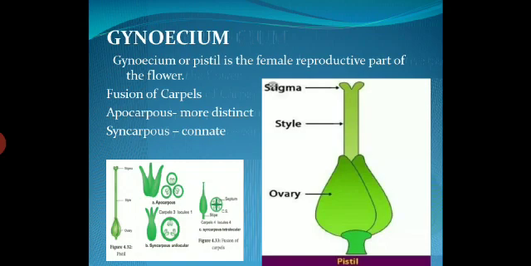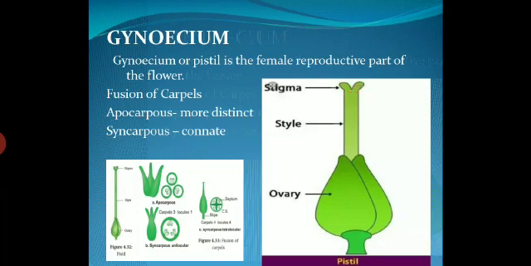Second one, gynoecium. The gynoecium or pistil is the female reproductive part of the flower. The pistil consists of three parts: ovary, style and stigma. The expanded basal portion is called the ovary, the elongated section is called the style, and the part that receives the pollen is called the stigma.